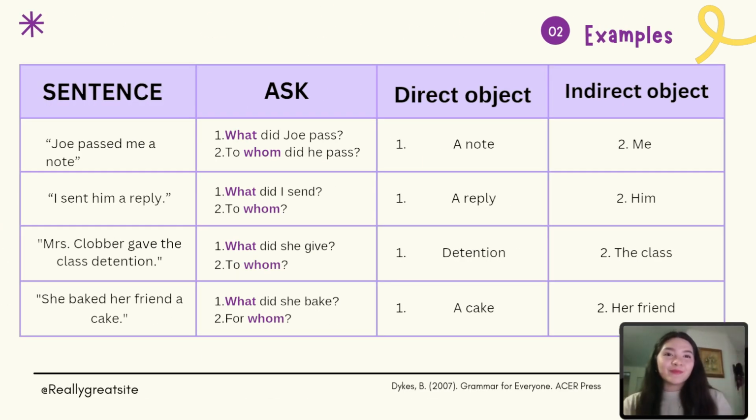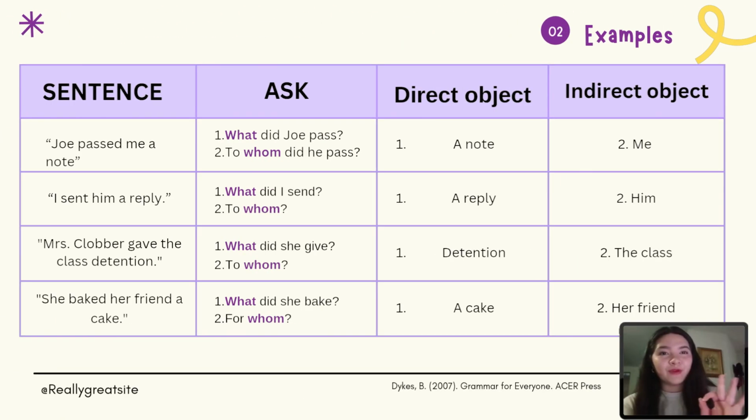Example number 2. I sent him a reply. Now ask, what did I send? A reply. That is the direct object. Now ask, to whom? Him. That is the indirect object.